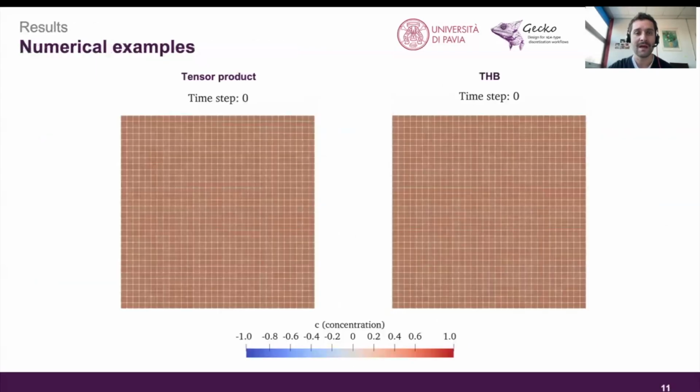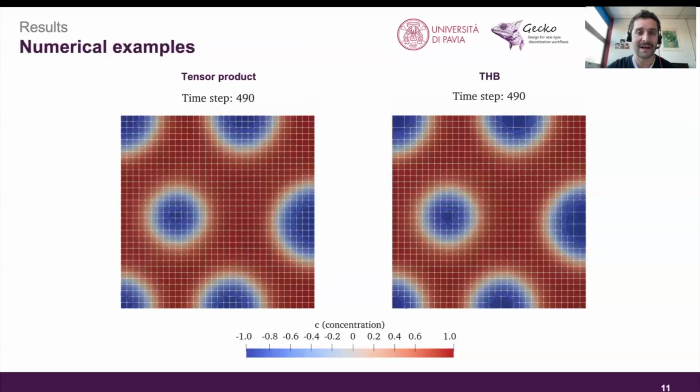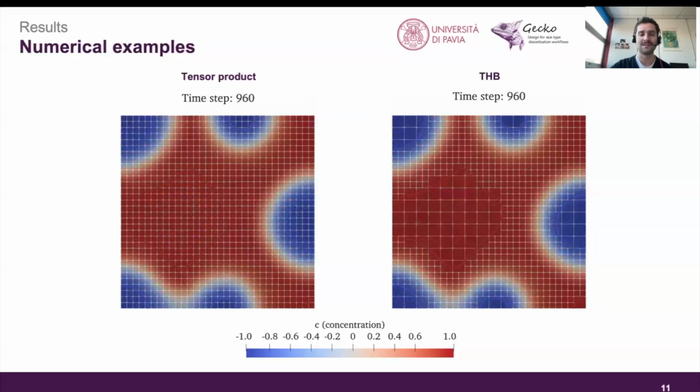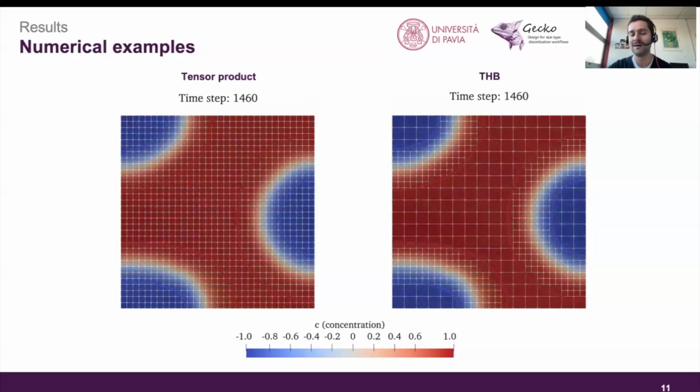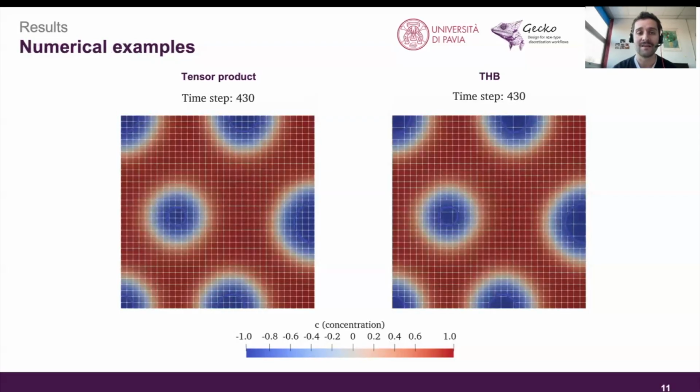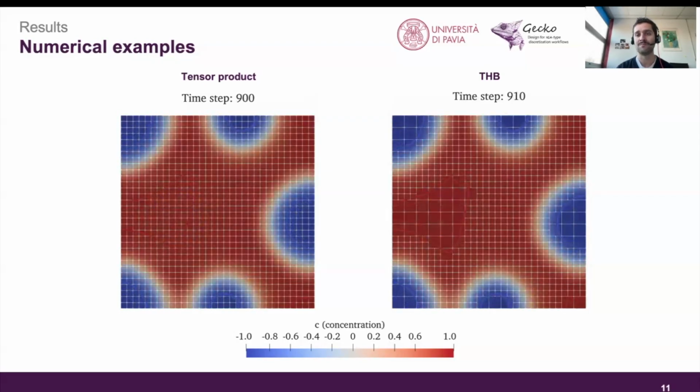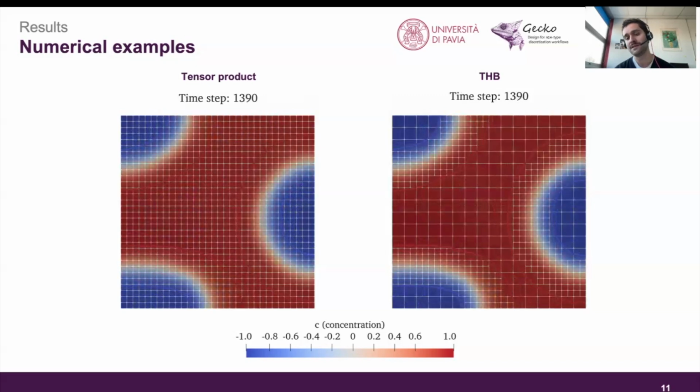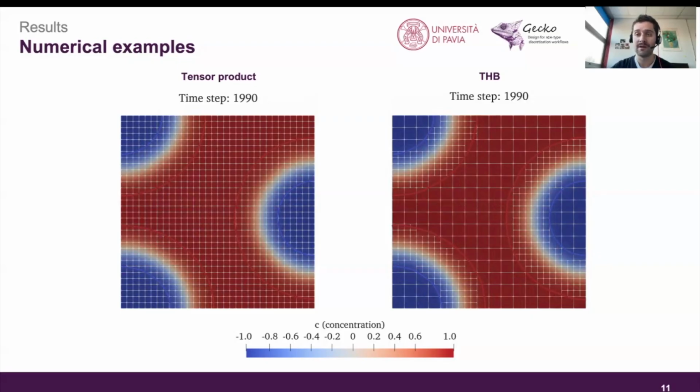And this produces these kind of results. So basically, as you can see here, I'm starting from the same initial condition, and you see that both the adaptive, the THB solution, and the tensor product solution produce the same numerical result.